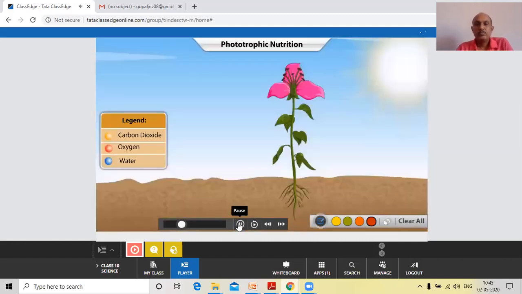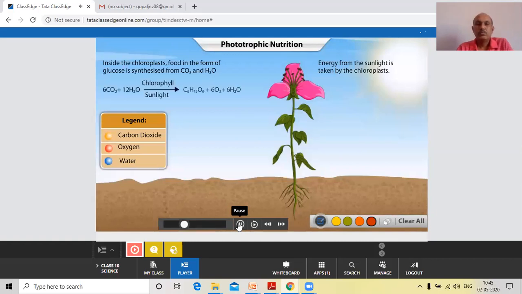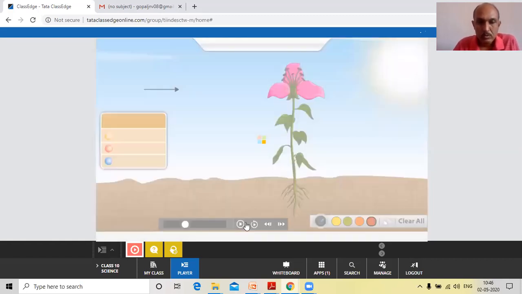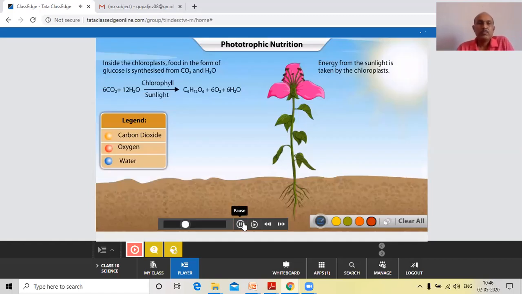Photoautotrophs use the energy from the sun to synthesize glucose and oxygen from carbon dioxide and water. This process is called photosynthesis. It takes place in the chloroplasts. Remember this reaction, this reaction is very, very important. 6 molecules of carbon dioxide and 12 molecules of water, in green plants which contain chlorophyll, in presence of sunlight, are converted into glucose, and oxygen is released as a byproduct. Here the pigment chlorophyll plays a very important role.